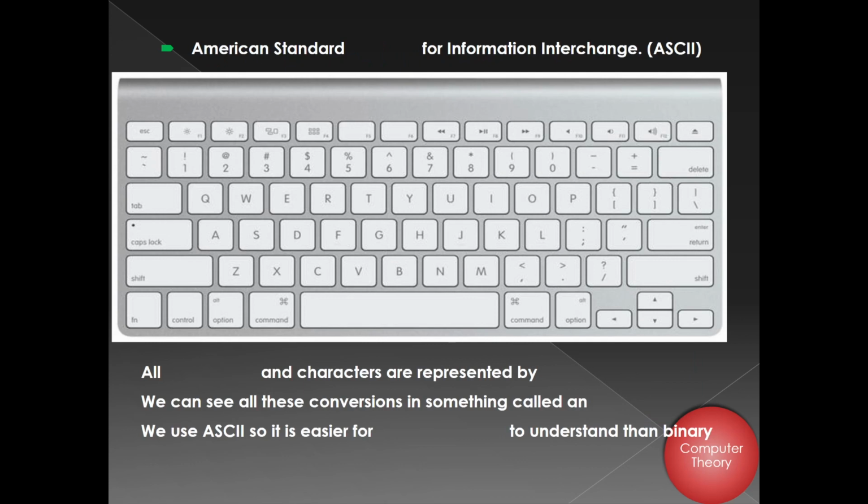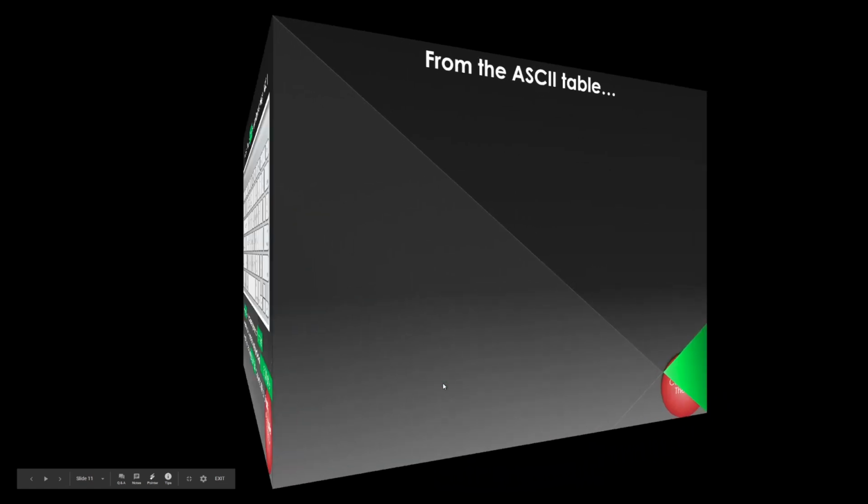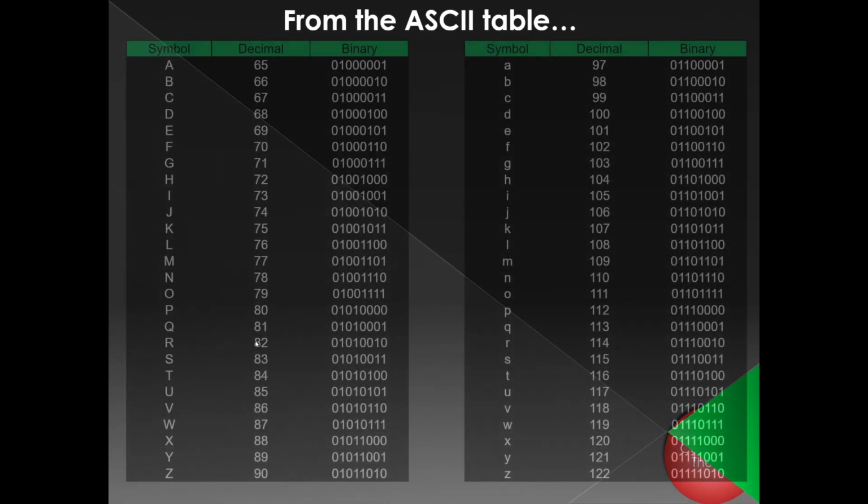So American Standard Code for Information Interchange is the A-S-C-I-I. All letters and characters are represented by numbers. We can see all these conversions in something called an ASCII table. I don't know why it came out of order there. My apologies. We use ASCII so it is easier for programmers to understand than binary. If you've got any of those incorrect, please change them now.